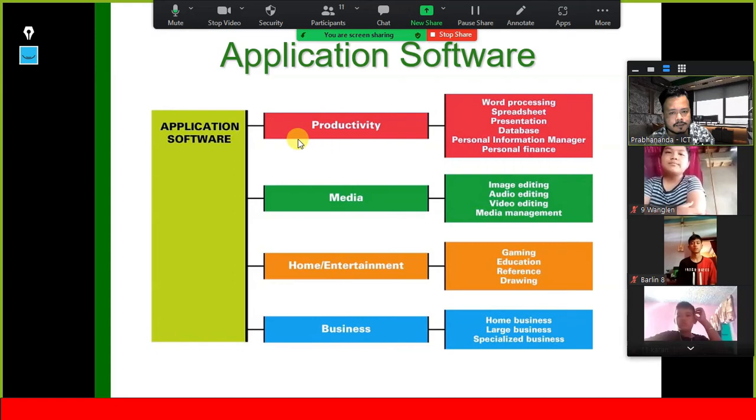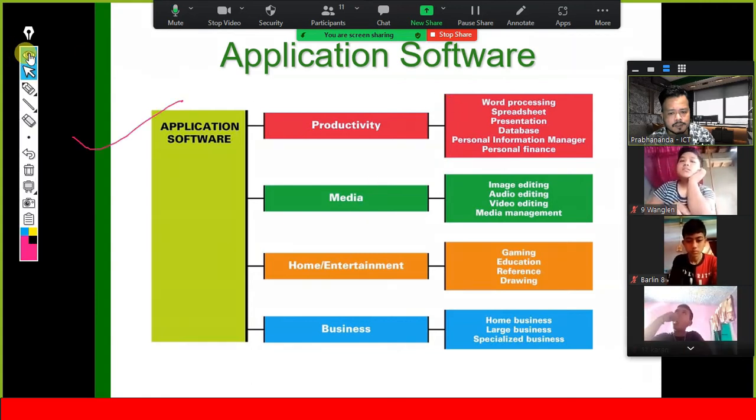So, application software in productivity: word processing, spreadsheet, presentation, database, personal information management, personal finance. In media: image editing, audio editing, video editing, media management. In home and entertainment: gaming, education, reference, drawing. In business: home business, large business, specialized business. These are the main characteristics of application software, and what the software is used for: productivity, media, home entertainment, business. These are the needs for application software.